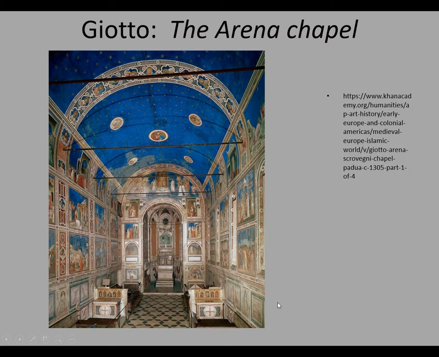The big thing we look at Giotto for in this chapter is the Arena Chapel, and this is a big shot of it. He was commissioned to paint this by the Scrovegni family, a wealthy family in Italy, or Padua, I should say, is where he is from.